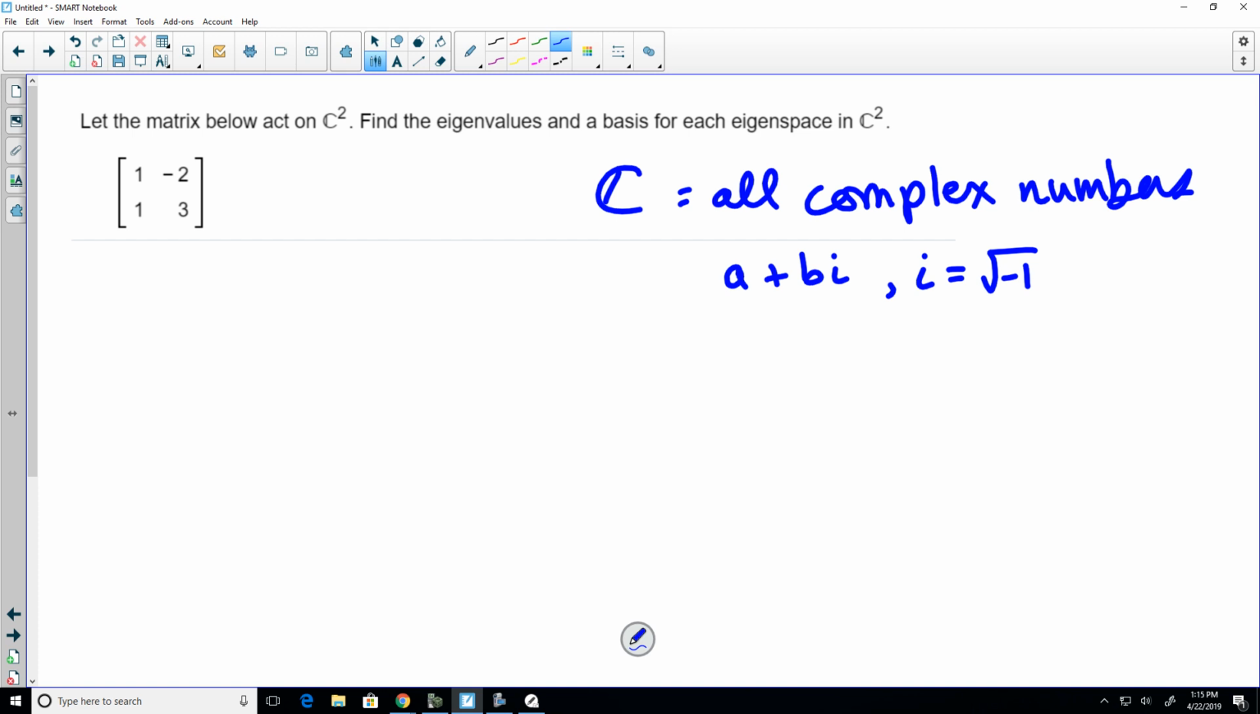complex. Now notice that if b is 0, then you just have a real number. So that means the real numbers are part of the complex numbers. So real numbers are also complex. So complex numbers are a bigger set. And if a is 0, then we say it's pure imaginary. So pure imaginary numbers are also complex.